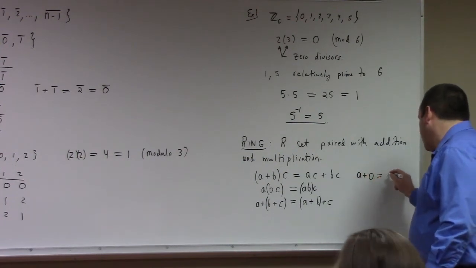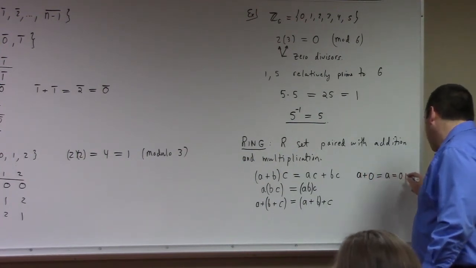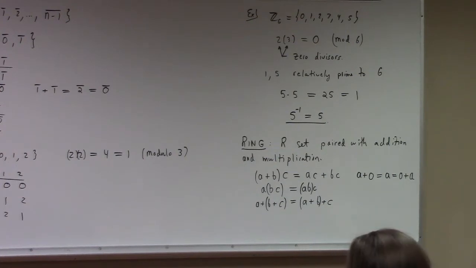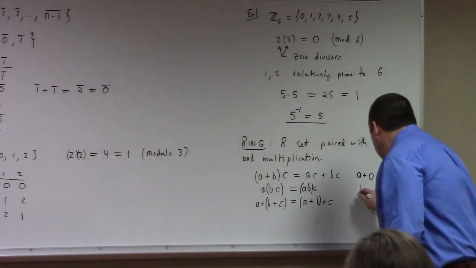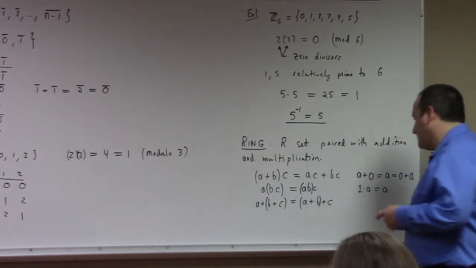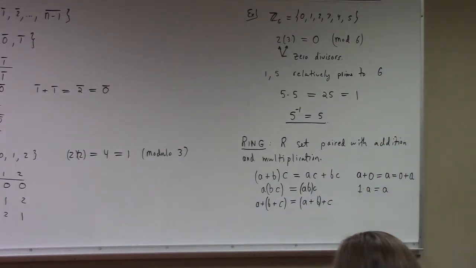A plus 0 is equal to a is equal to 0 plus a. So anything plus 0, on the left or the right, is equal to itself again. Now some rings have an identity, a multiplicative identity, some don't. If the ring does have a multiplicative identity, we usually use the number 1 to denote it. So 1 times a is equal to a again. That would be for a ring with identity.